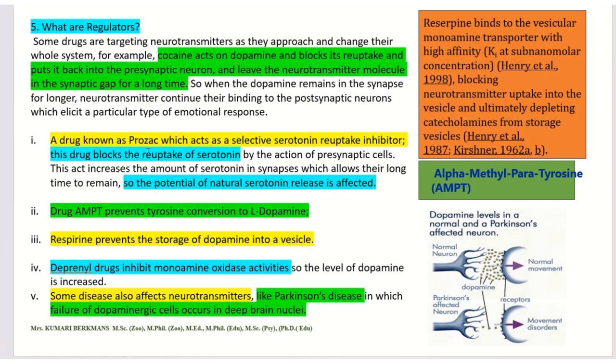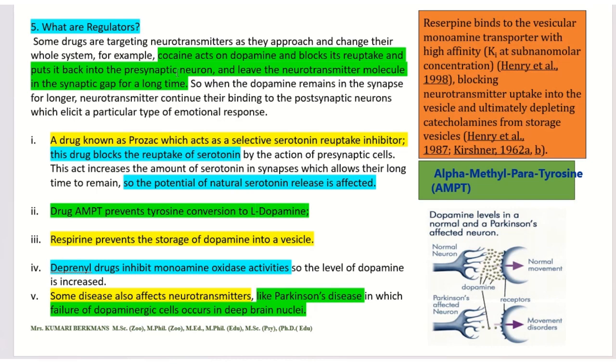Okay, a drug known as Prozac. This is also very important. See here which drug it is: cocaine, which acts on the dopamine and makes the dopamine remain in the synaptic gap for a long time. Here, the Prozac, which acts as a selective serotonin reuptake inhibitor, this drug blocks the reuptake of serotonin. Cocaine is on dopamine, Prozac is on serotonin. Make a note.